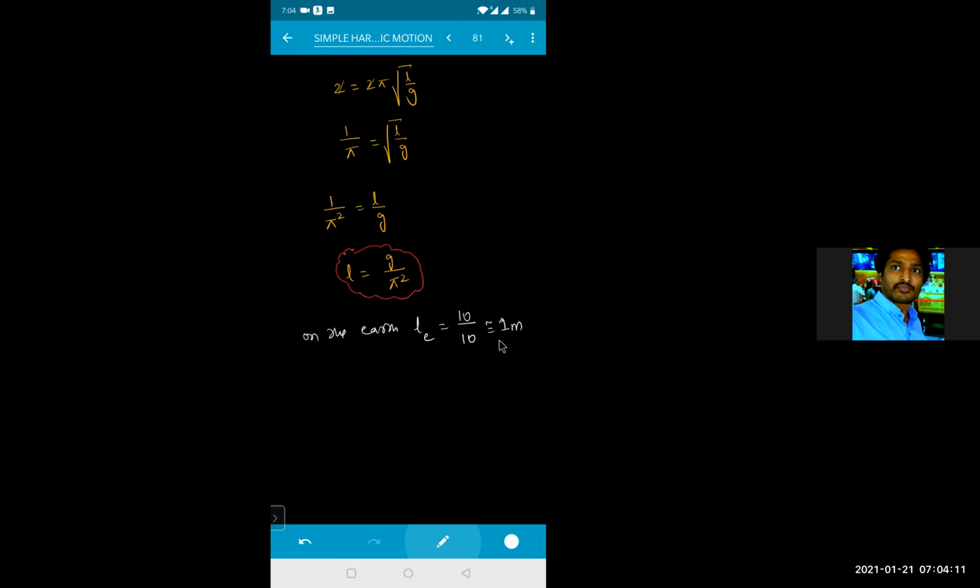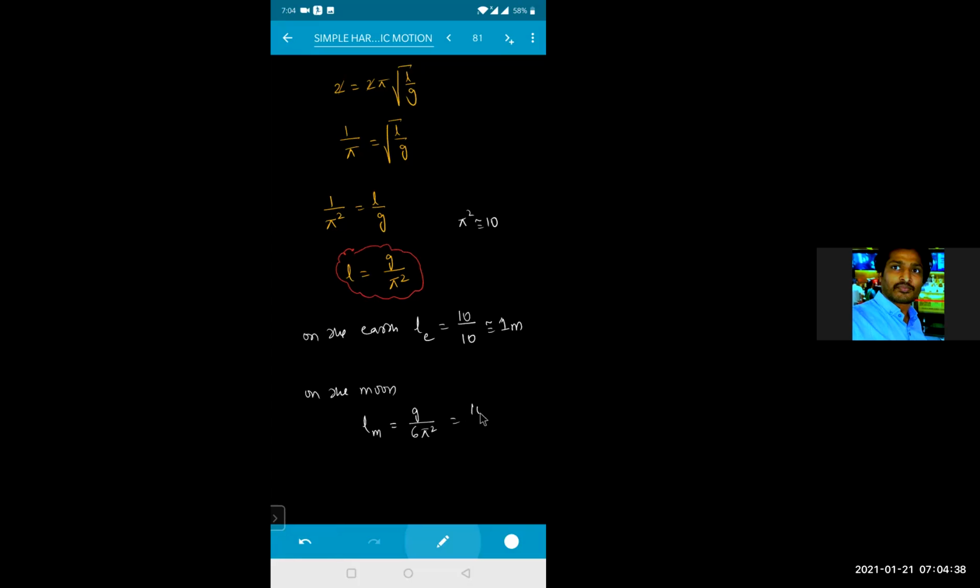Length of the second pendulum will be equal to how much for me? 1 meter. If I'm talking about the moon, the length of the second pendulum on the moon will be equal to g on the moon divided by pi square, so g by 6 into pi square. Pi square value is taken as 10. Remember, pi square value approximately is always equal to 10; it is about 9.86, so we'll take it as approximately 10.